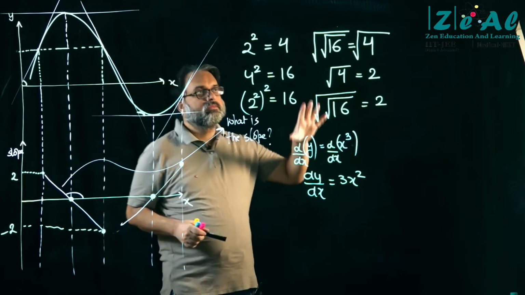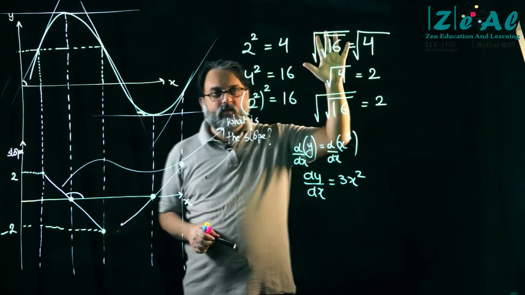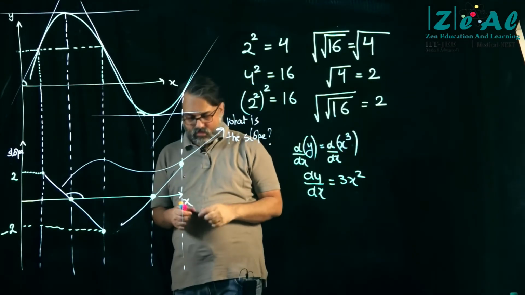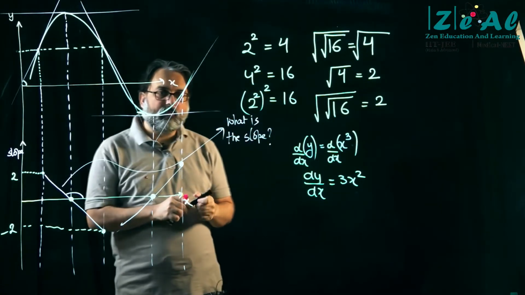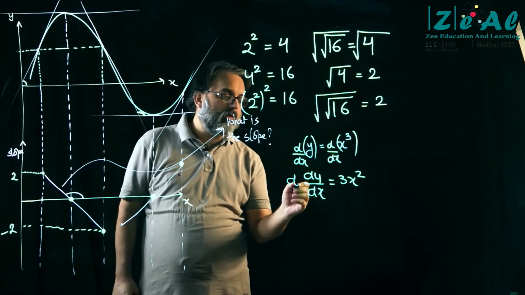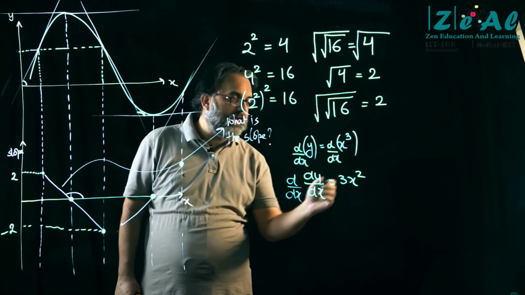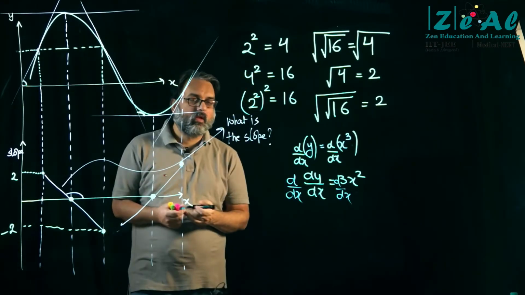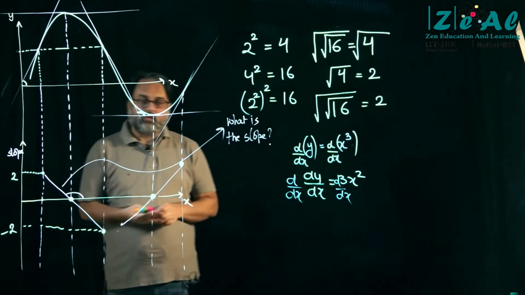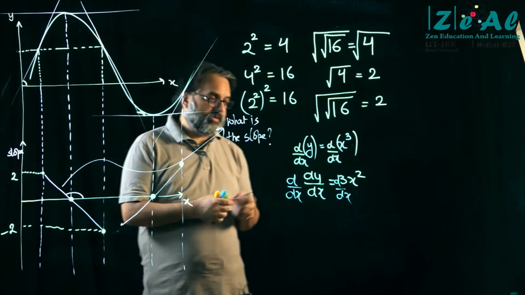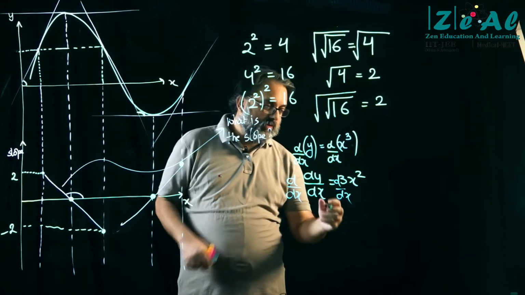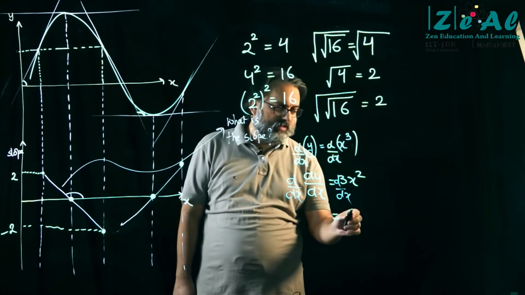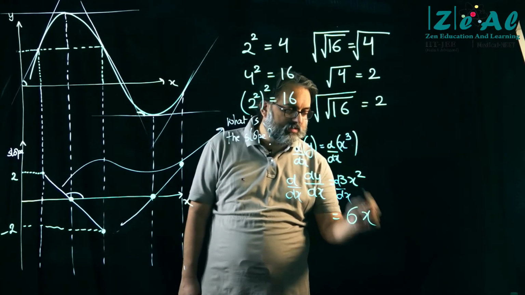Now, just like what I have done here, I am going to operate d by dx on both sides again. Now the right hand side is very simple because we have been doing this for so long. It is simply d by dx of 3x square, that should be very easy. This is equal to 6x.